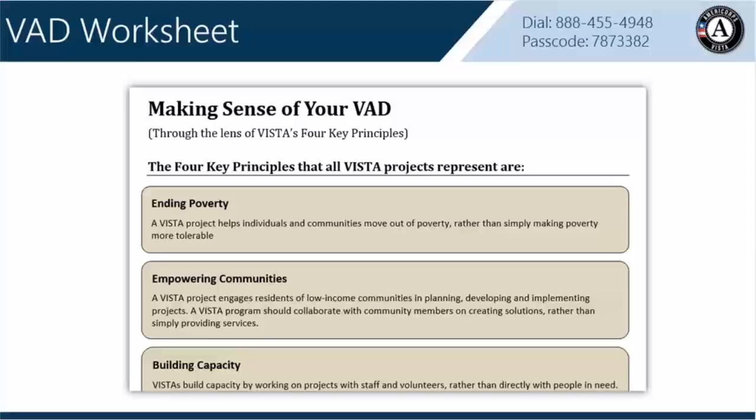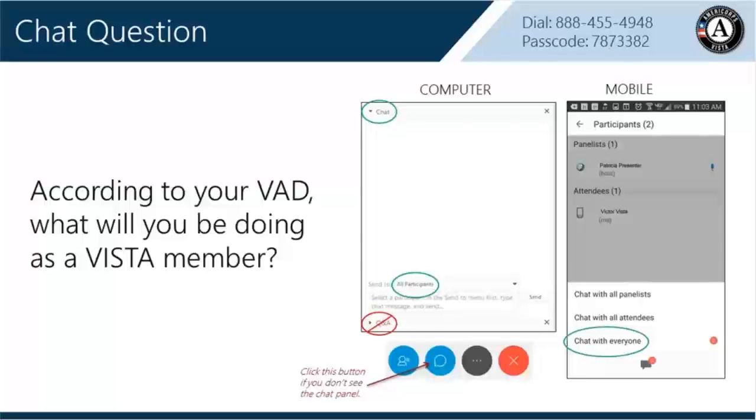And along with that, since we're talking about the VAD, we have another question for you. We know that VISTAs serve around the country, all 50 states, U.S. territories, and do a lot of service. And your VAD likely contains many activities and action steps. Even though you will need support from others to accomplish your goals, your VAD specifically outlines what you will be doing as a VISTA member. So as you think about this question, type your answer in the chat panel so everyone will know and learn. According to your VAD, what will you be doing as a VISTA member?